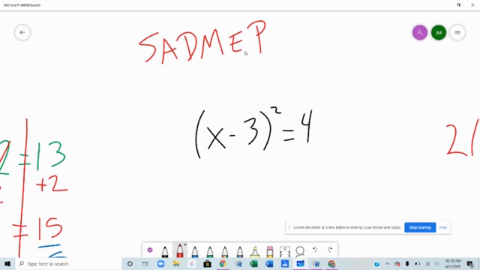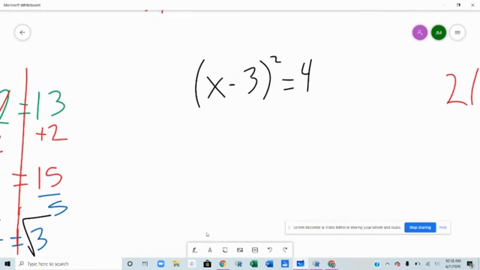So you go through SADMEP for what's outside the parentheses. If you have adding or subtracting outside of the parentheses, multiplying or dividing outside of the parentheses, the exponent on the outside of the parentheses, you would do that first. Then you deal with your parentheses, and then you go through it again for what was on the inside of the parentheses. Okay? So we're going to go through some examples because I know that's super confusing right now.